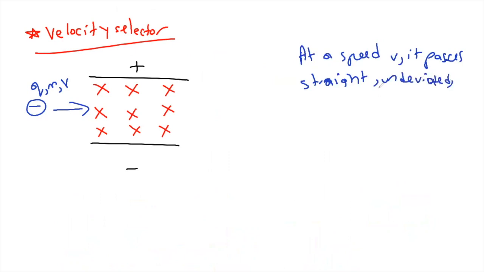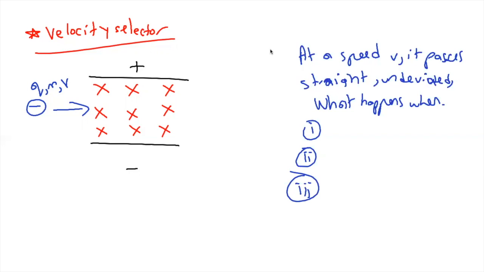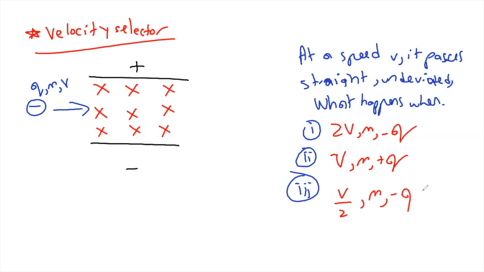Now my question for you is, what happens in these three cases? Let me tell you. We have 2v, m, and minus q. We have v, m, and plus q. And we have v over 2, m, and minus q. Pause the video and start thinking about it.